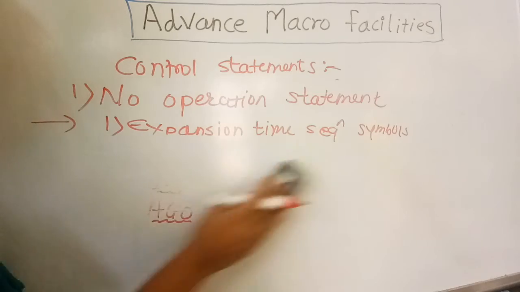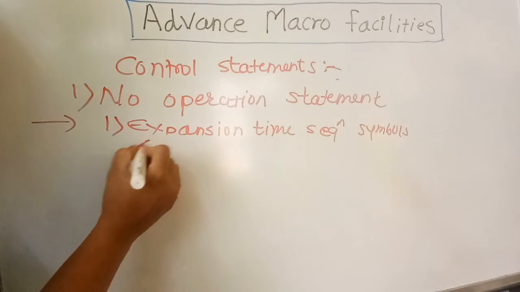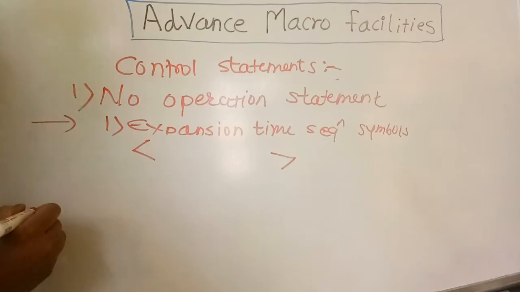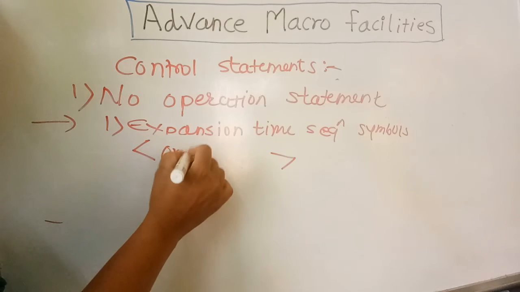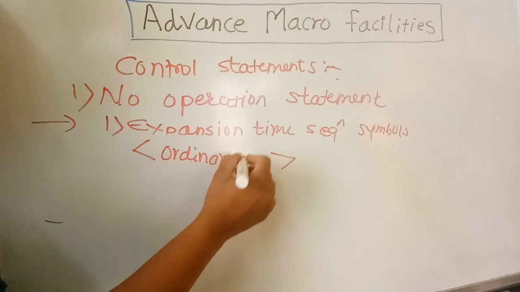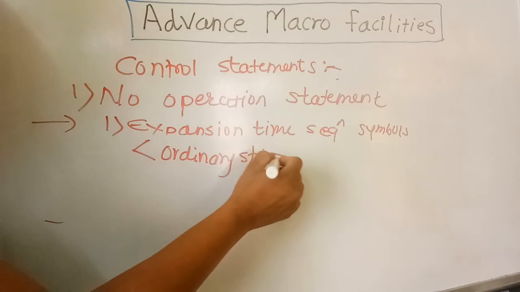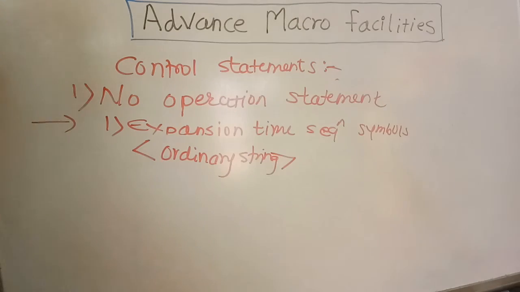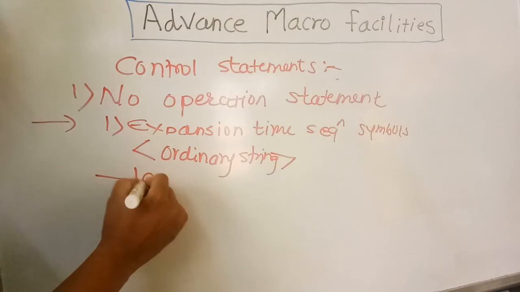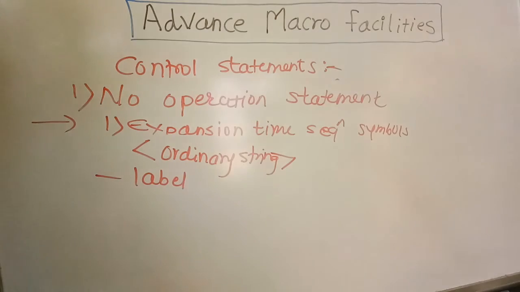What is the syntax? In the less than and greater than symbols, there is an ordinary string. Now, I will list out some rules regarding the expansion time sequencing symbols. It is defined in the label field.